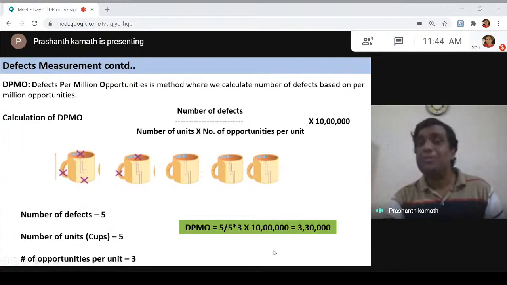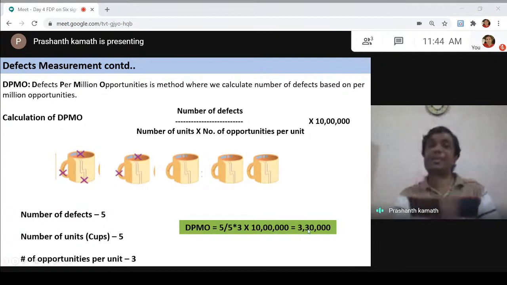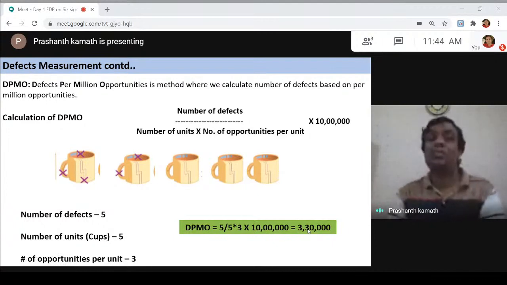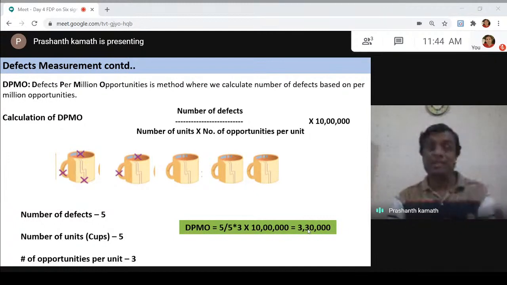Right, the DPMO is 3,30,000, and management said 1 lakh or below. Then we get into a Six Sigma project mode. We collect data, we pick up each and every cup which was found with defects and find out for how many cups the handles were broken, for how many the top was broken, for how many the base was broken, and how many cups had all 3 broken. Then we collect the data.